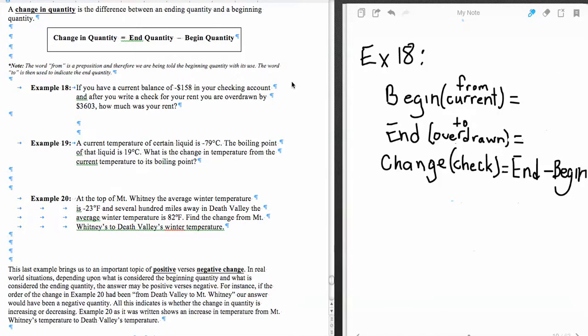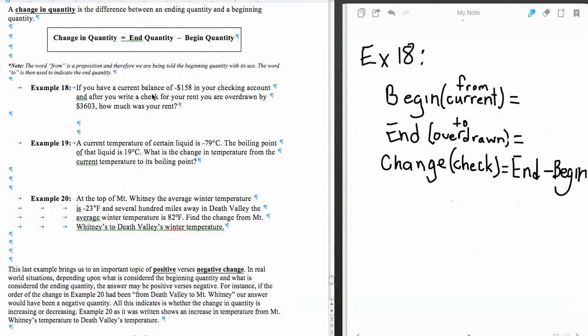This is the last concept in section 2.4, which is change of quantity. Change of quantity is the difference between an ending quantity and a beginning quantity. Now in these change of quantity problems, what we're going to see is the word from and to used quite frequently. The from word is our beginning quantity and the to is our ending quantity.